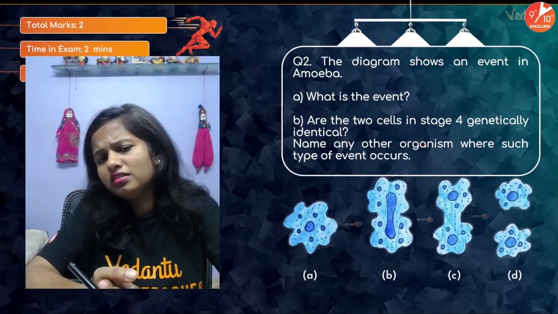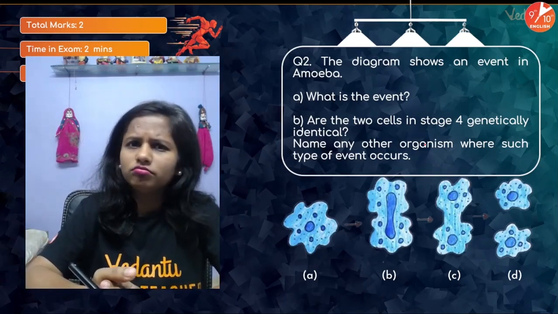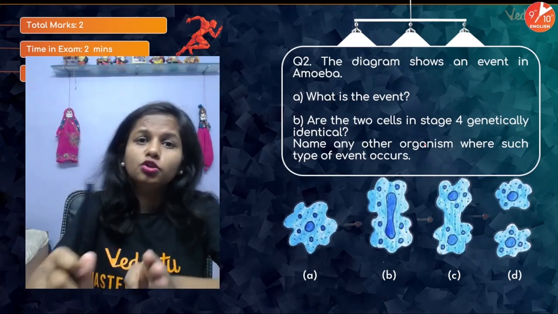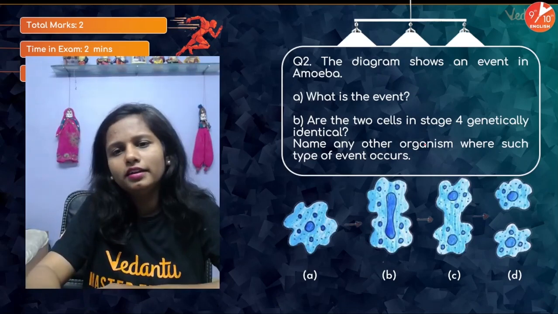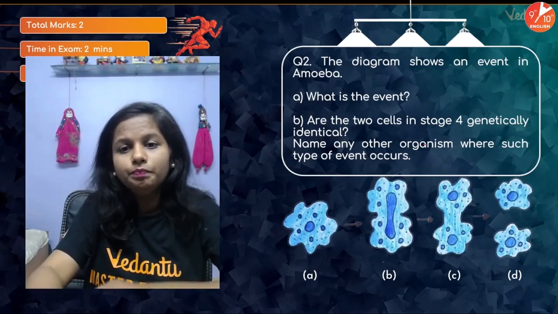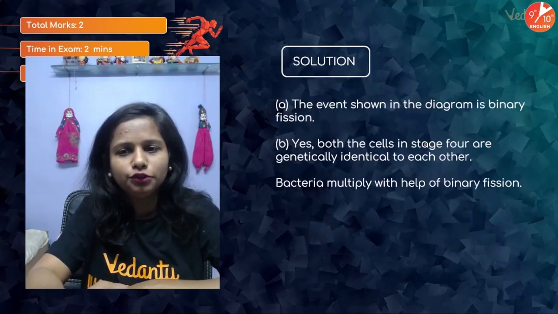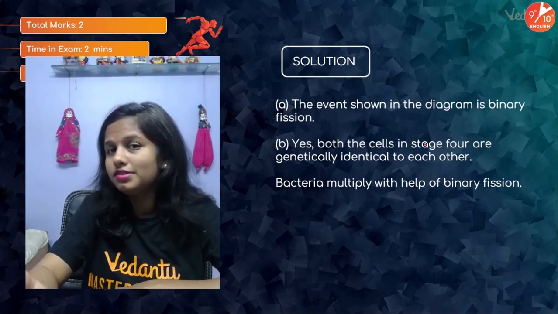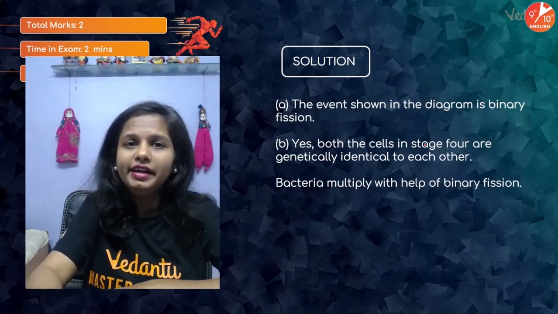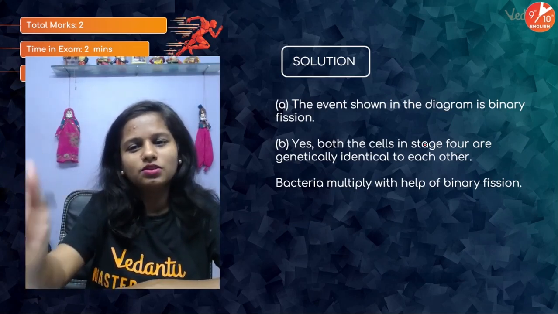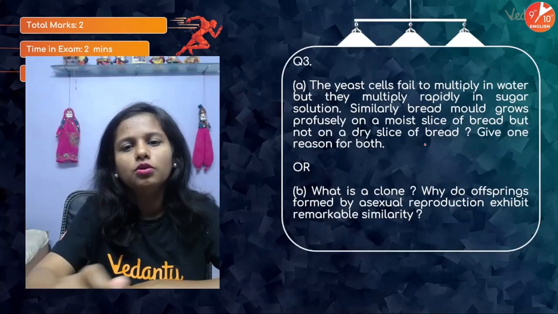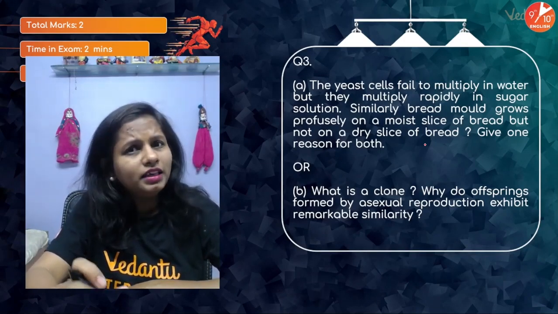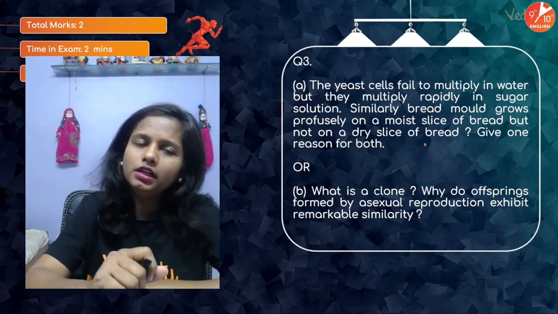Name any other organism where such type of events occur. You may write paramecium, leishmania, euglena, or bacteria. Whatever you want to write, write. So that's binary fission. Mention the answers in the way they have asked. Ensure that you write your answers in points. So this is the answer for you all. Proceeding further: the yeast cells fail to multiply in water, but they multiply rapidly in sugar solution.